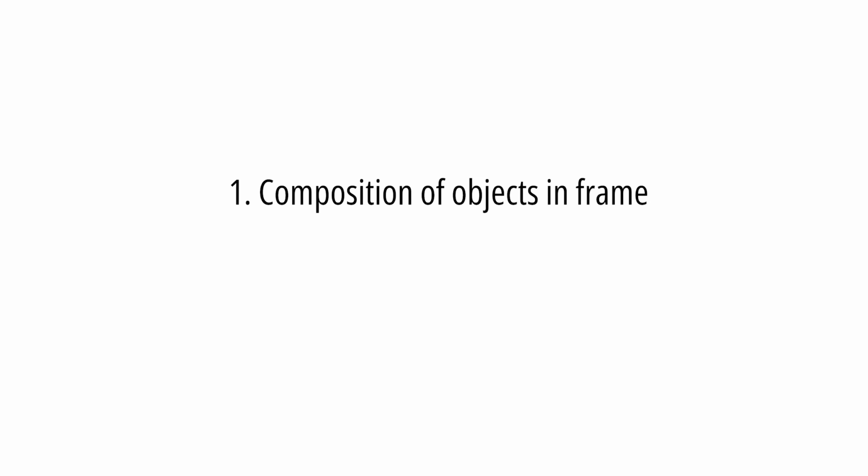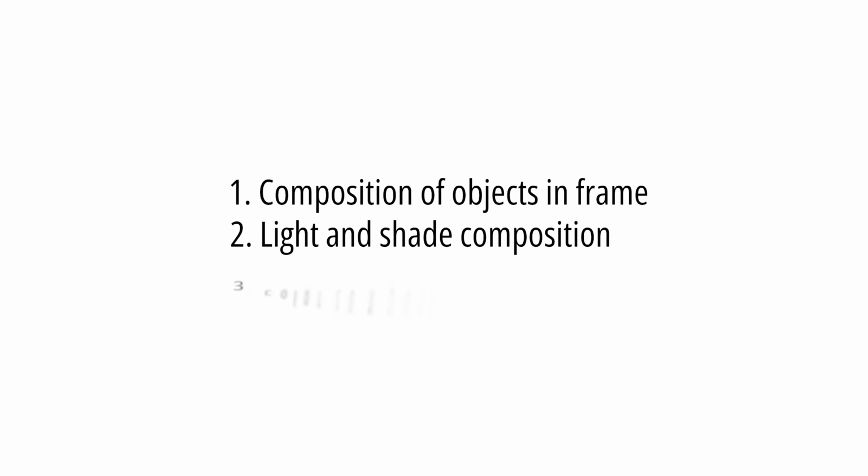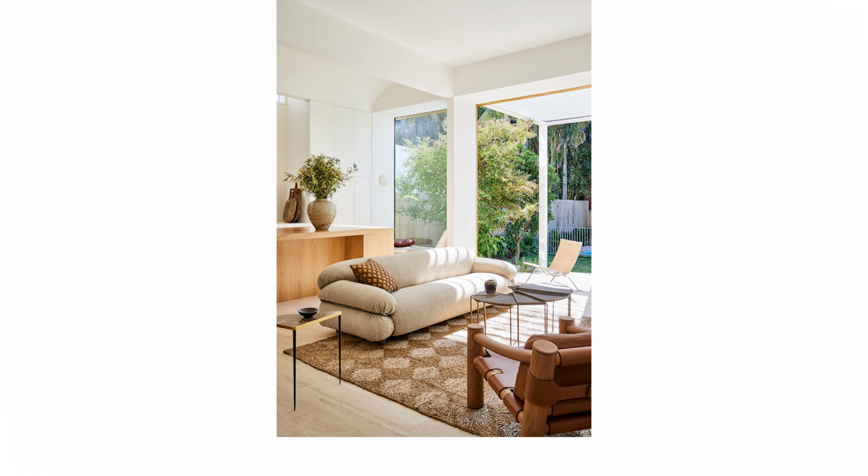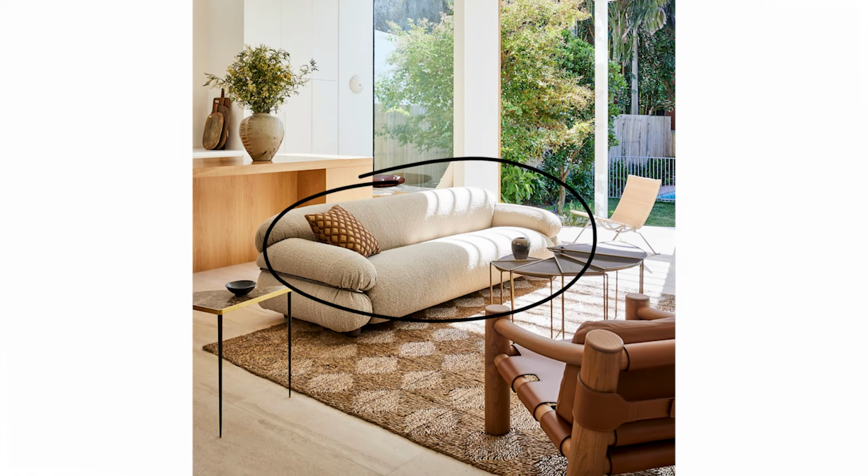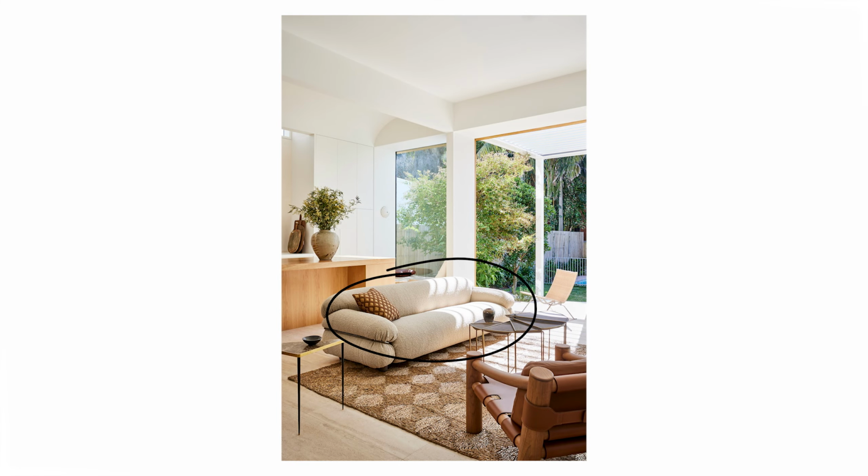Let's come back to composition tools. There are 3 of them: position of object in the frame, light and shadow composition, and color composition. And yes, they work only together. They have the same goal. Let's take a look at one picture. The main character here is this couch. The main object, which the story is about, is in the center of the frame. That is the most obvious place for the main character. That's why it is easy to read.